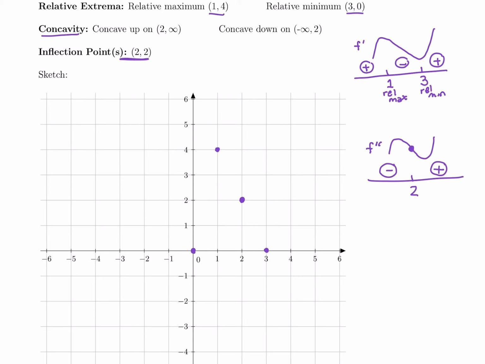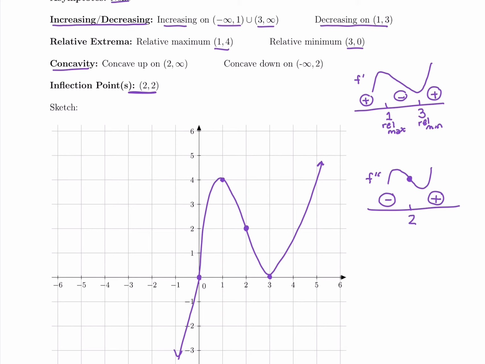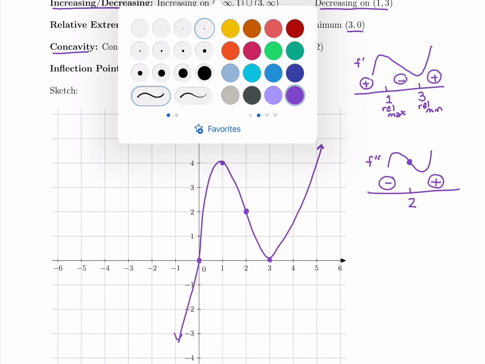So I want to remember that I'm increasing to start. So I'm going to draw something increasing. And then it's decreasing between 1 and 3. And then it's increasing after 3. I can continue this off here. So there's a sketch of what this could look like. Again, it would be more accurate if I plot more points, but this matches everything that we were given.